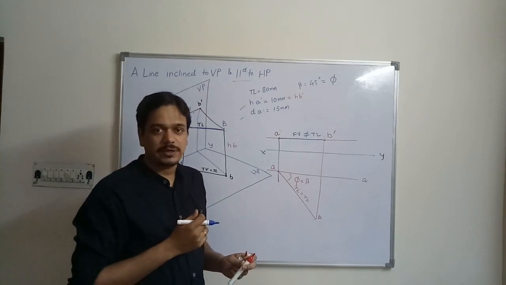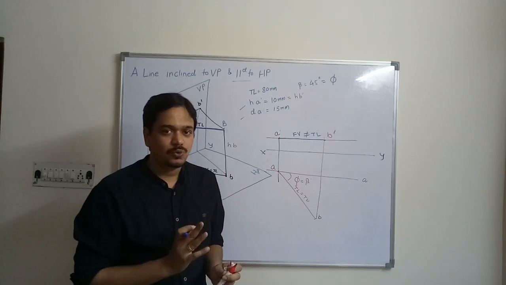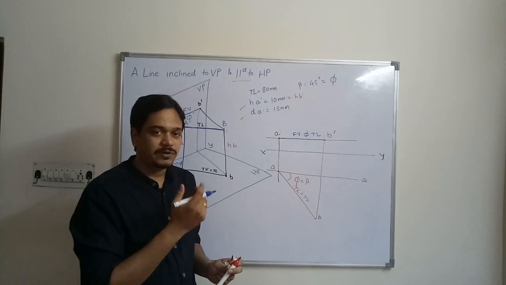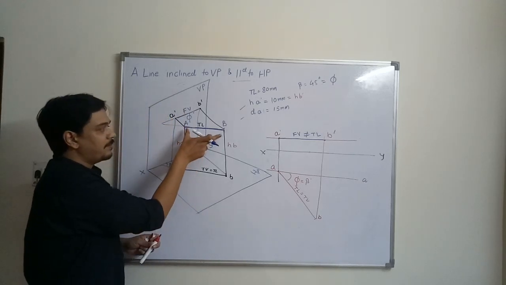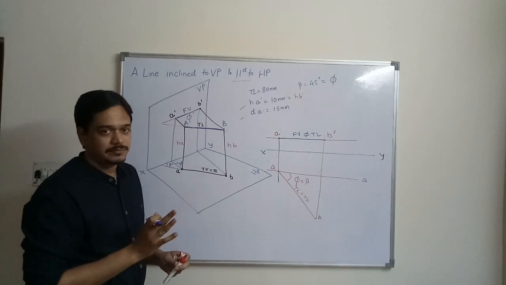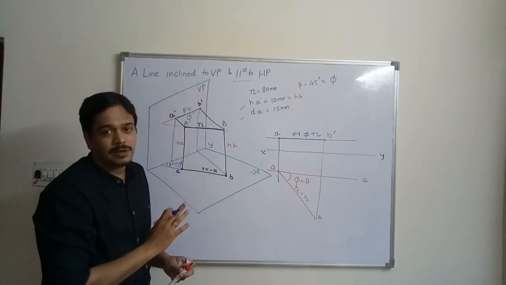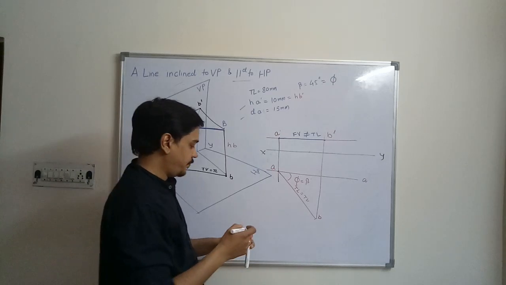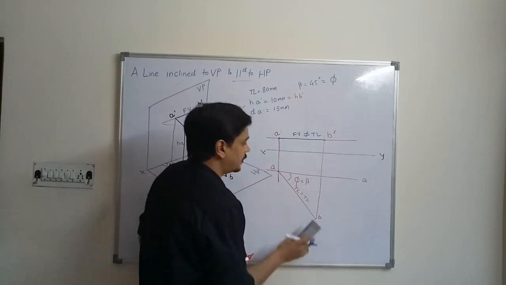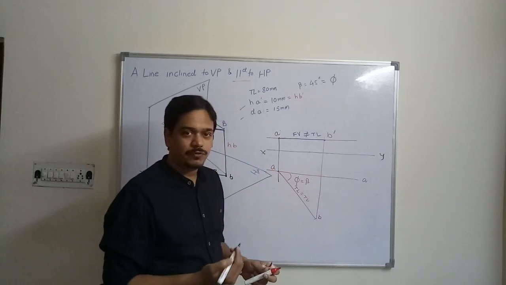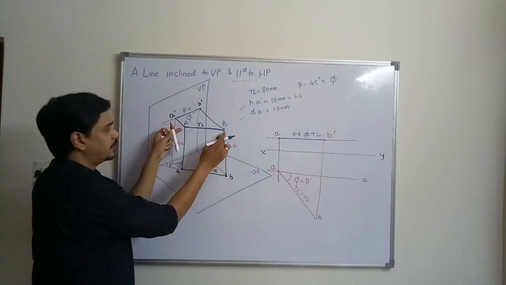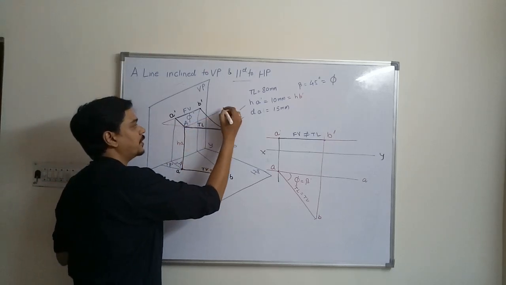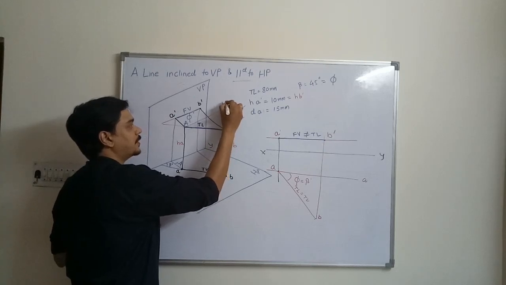Again, the next question that comes to our mind is how to find the true length in the front view. We have just solved this earlier. What we did in this problem, we made the line parallel to the vertical plane, because it is inclined to vertical plane, so we have to make it parallel so that you will observe the true length. To make the line parallel to vertical plane, you will rotate this line over here, so that now this will be parallel to vertical plane. So this is nothing but point B1.